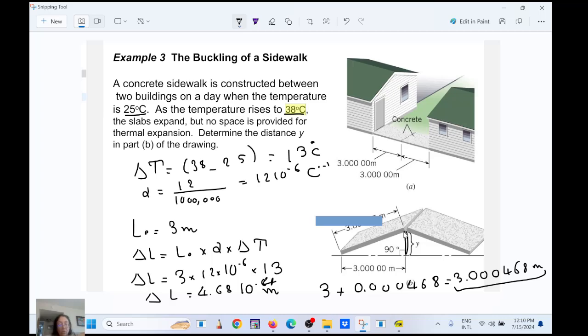However, let's find this. They don't go into each other. You know, they're going to buckle. They're going to bend in this direction here. So we can find y. That's the next question. Can you find y? You can use the Pythagorean theorem in this equation. Here you have the hypotenuse.